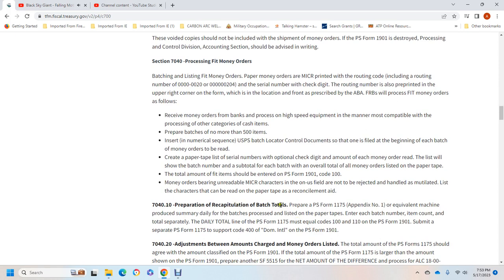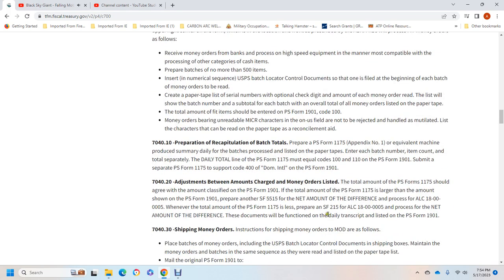Preparation of the recapitulation batch from the total of the PS form 1175. The equivalent machine produces a summary of the daily batches processed, with the list of the paper tapes of each batch number, the item count, and the total separately. The daily total line in PS form 1175 must equal 100, 110 in the postal form 1901. Submit a separate form 1175 to support code 400 domestic international on the PS form 1901.